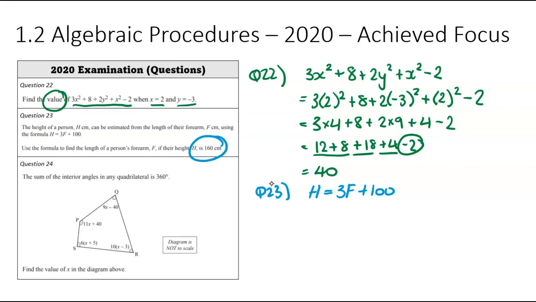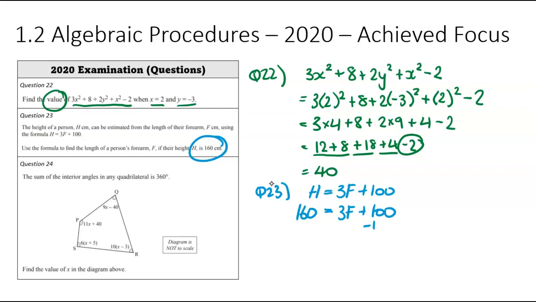So I'm going to substitute that in. The h goes away and the 160 comes in. So 160 is equal to 3f plus 100. And I like what I've got here because I'm trying to find out the length of someone's forearm, and my equation now only has the f left. So I'm going to go ahead and use algebra to find out what the f represents.